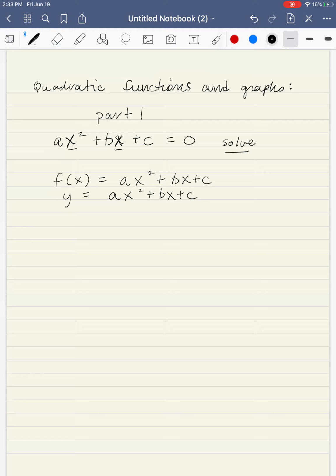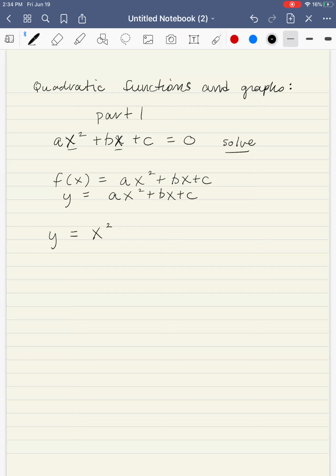And there's a lot of different things I can do with functions. I can find function values, I can draw graphs, I can use them for models, I can find vertexes or x and y intercepts. I can do a lot of different things with this.